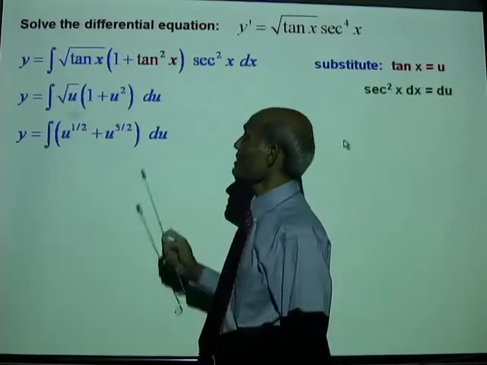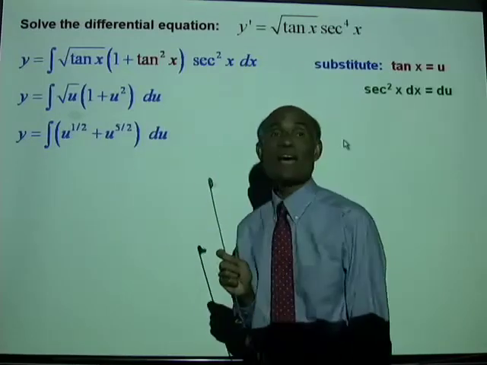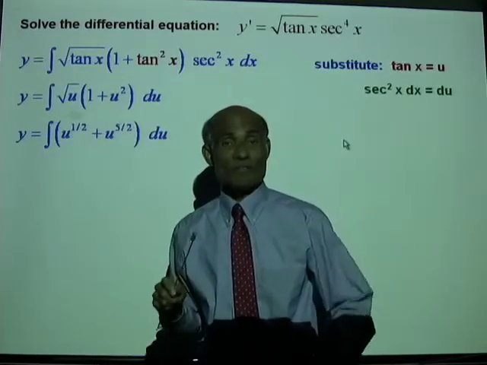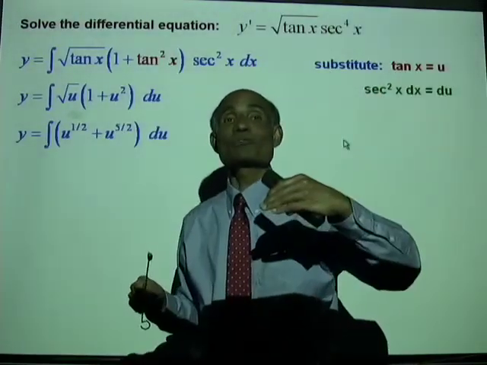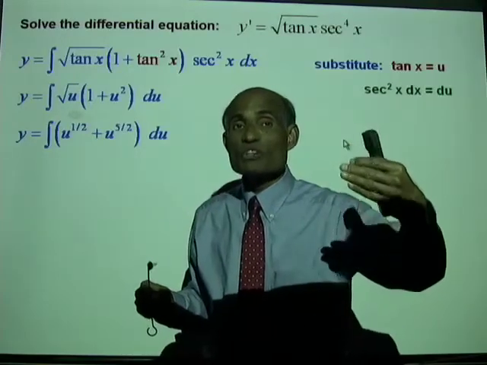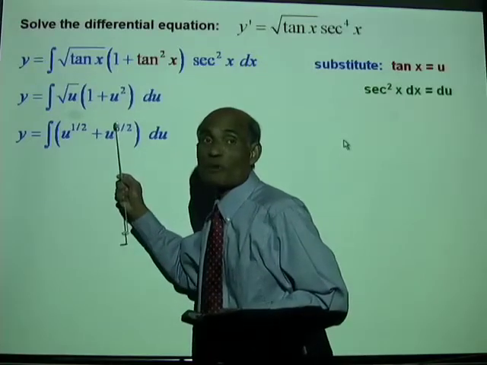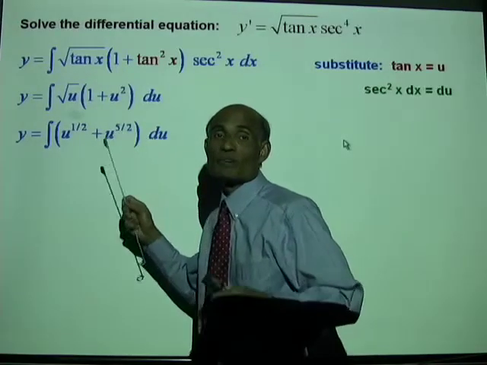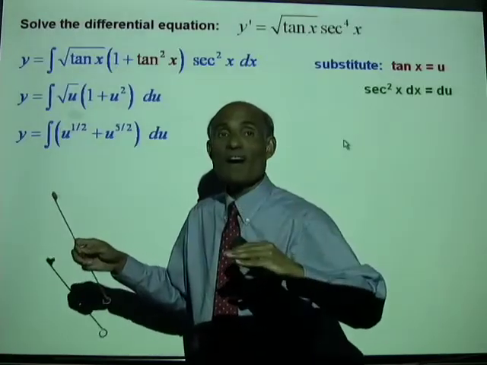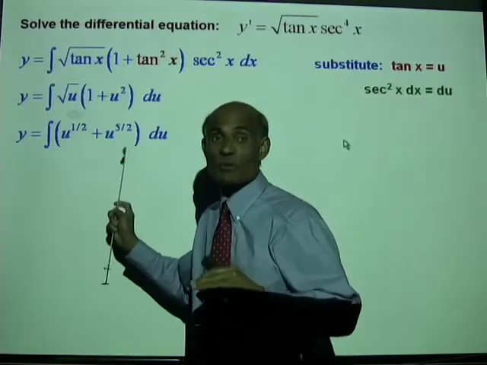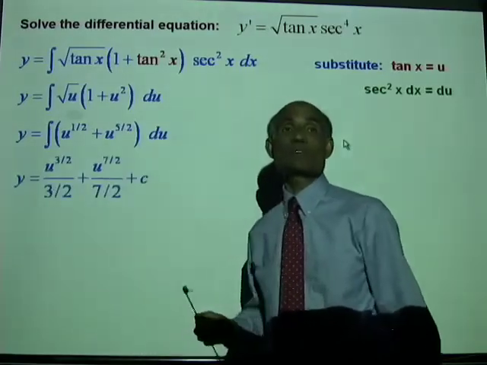There you go. So y equal to integral of (u to the power of 1/2 plus u to the power of 5/2) du. All right, what's integral u to the power of 1/2 du? That will be u to the power of 1/2 plus 1 over 1/2 plus 1, which is u to the power of 3/2 over 3/2. And what is integral of u to the power of 5/2 du? It is u to the power of 5/2 plus 1 over 5/2 plus 1. And that will be u to the power of 7/2 over 7/2.